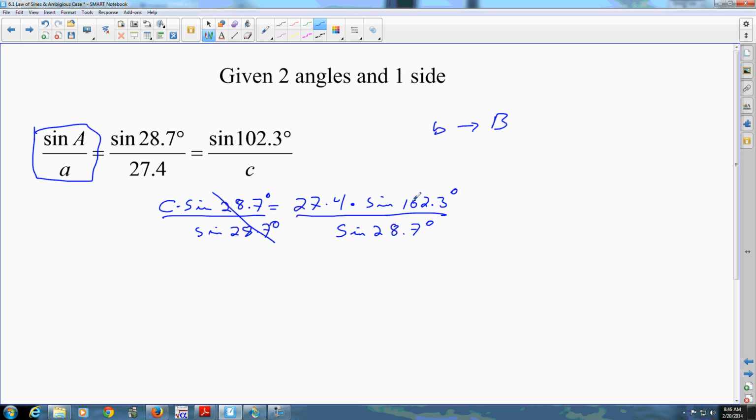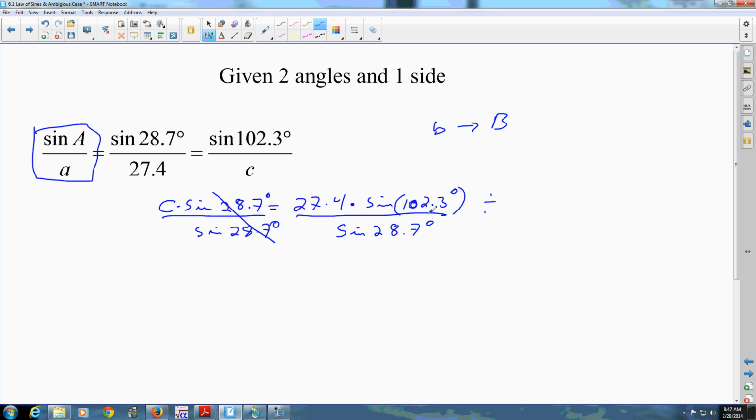One thing you need to watch out for as you're doing this is that the calculator will automatically give you a parenthesis when you type sine. Make sure you close this parenthesis before you hit the division symbol. Oh, and make sure your calculator is in degrees, because you're typing degrees in. If it's in radians, it's not going to work, because it thinks you're typing in 102.3 radians. So make sure your calculator mode is set to degrees.